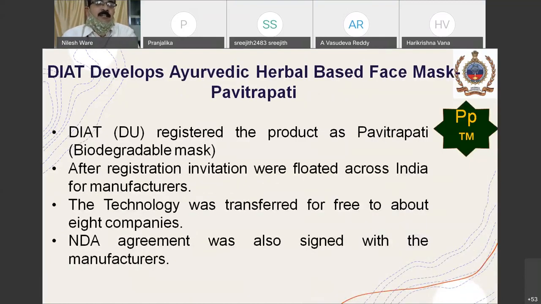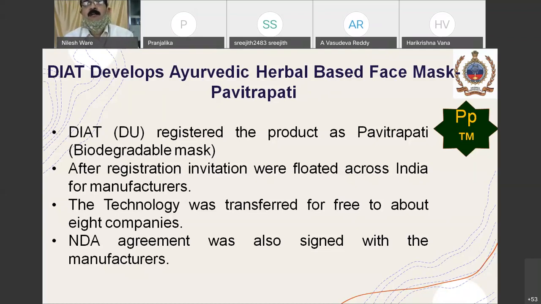Now ultimately, when you are saying, Bala sir, it's your product, it's a DIAT product, the next stage of the process development, we registered. DIAT develops Ayurveda herbal based face mask, Pavitrapati. Pavitrapati in Sanskrit means Lord of Purification. So we said we are going to launch it, and when I launch it, I'll have to get registered.